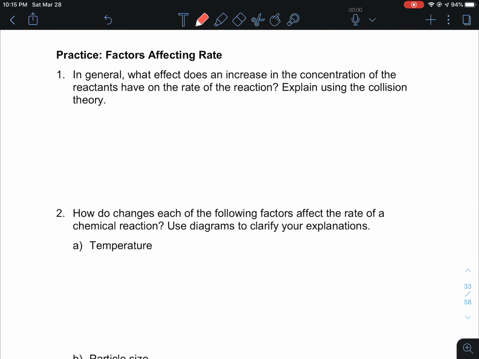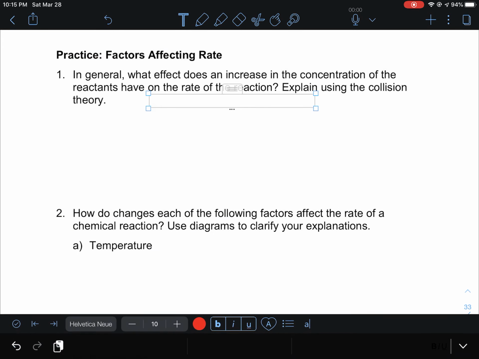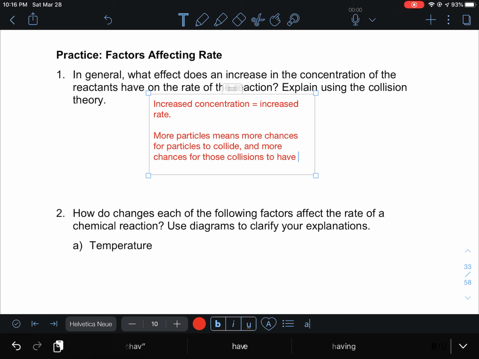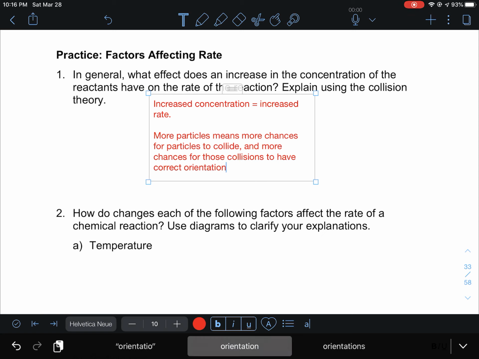So let's do a little bit of practice before we end this video. In general, what effect does an increase in concentration of the reactants have on the rate of reaction? So I'll type this one. Increased concentration equals increased rate. More particles means more chances for particles to collide, and more chances for those collisions to have correct orientation and energy.